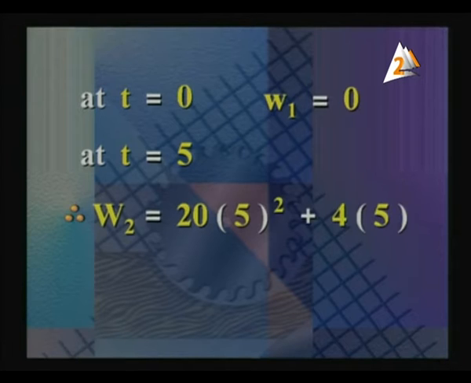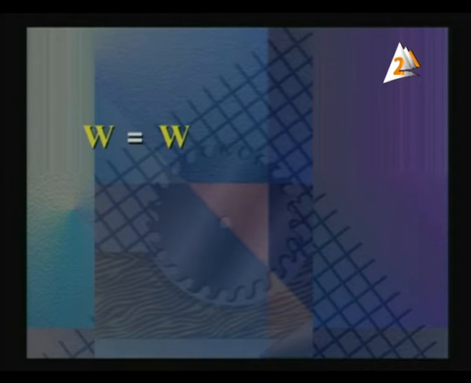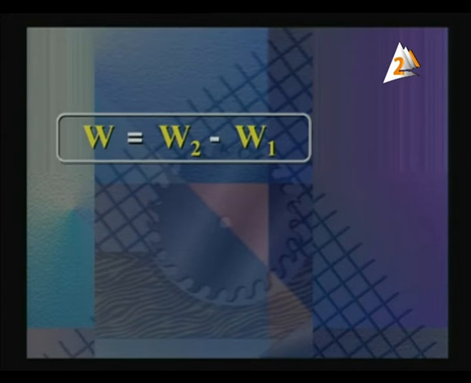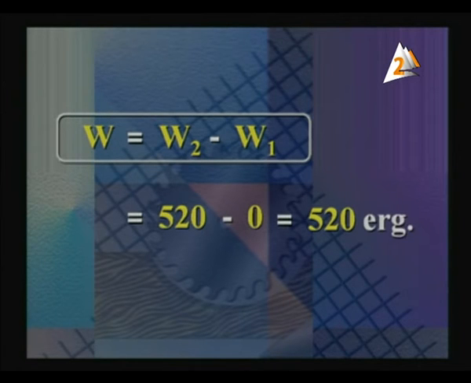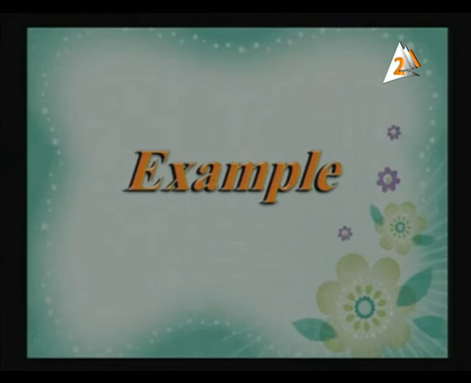So, at t equals 0, the work W1 equals 0. And at t equal 5, W2 equal 20 times 5 power 2 plus 4 times 5, which is equal to 520. Therefore, we say the work done from t equals 0 to t equal 5 is given by W equal W2 minus W1, or 520 minus 0, which is equal to 520 erg.